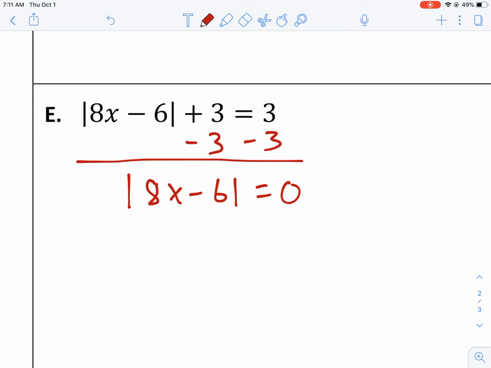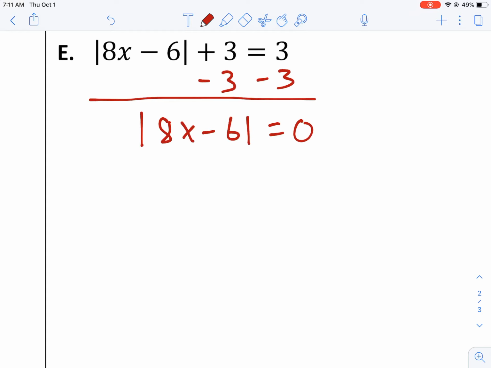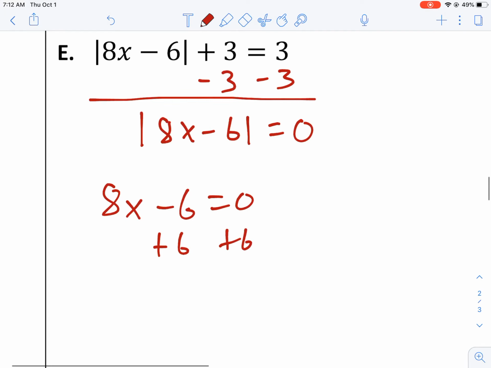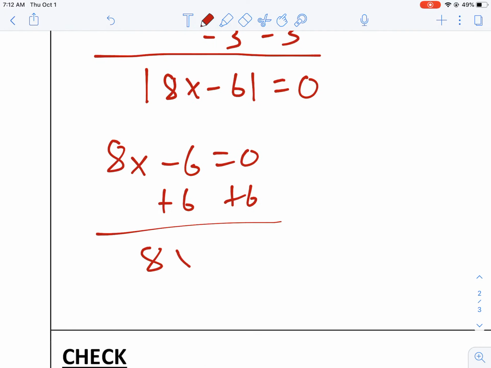So this is a special case, though, because this actually won't split up at all, because there's not a positive 0 and a negative 0. So this is just one equation, all right, where 8x minus 6 equals 0. So we can add 6 over to both sides, get 8x equals 6, divide by 8, and you get x equals 3/4. All right, 6 over 8 simplifies to 3 over 4.